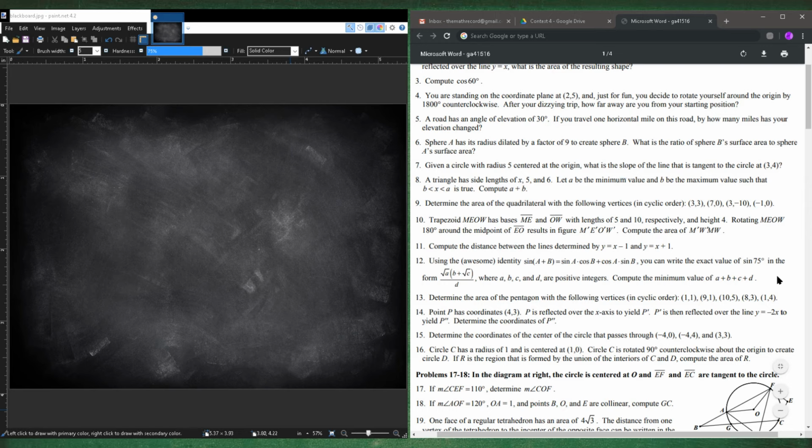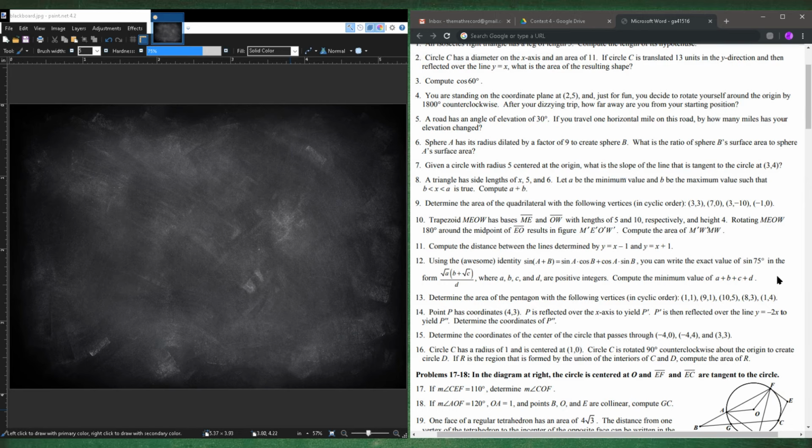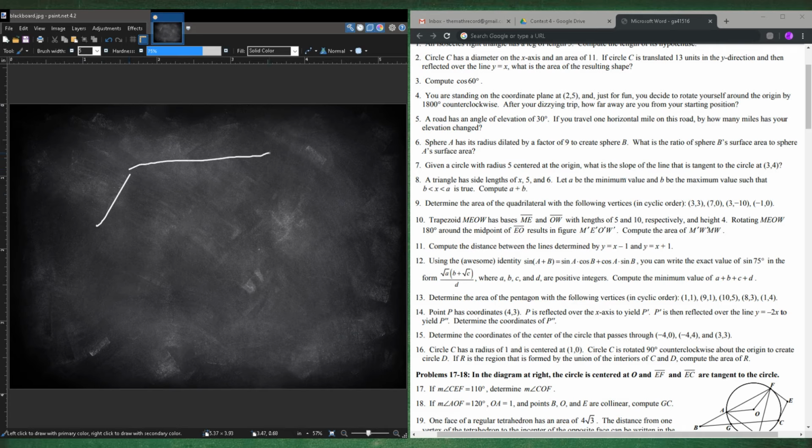Number 10. Trapezoid MEOW has bases ME and OW, with lengths 5 and 10 respectively. So let's draw this out. You have MEOW. So yeah, 5 and 10. And it has a height of 4.